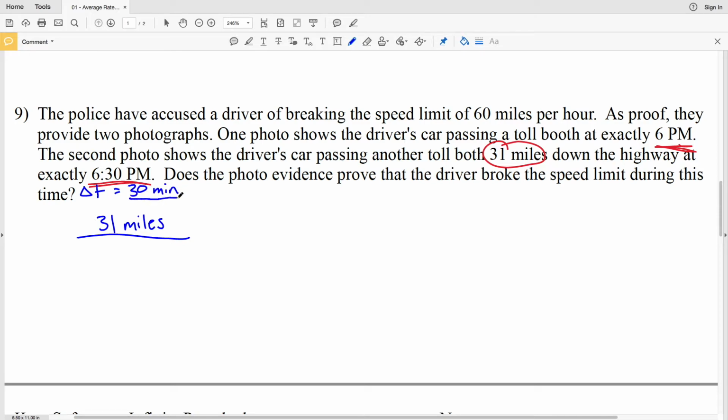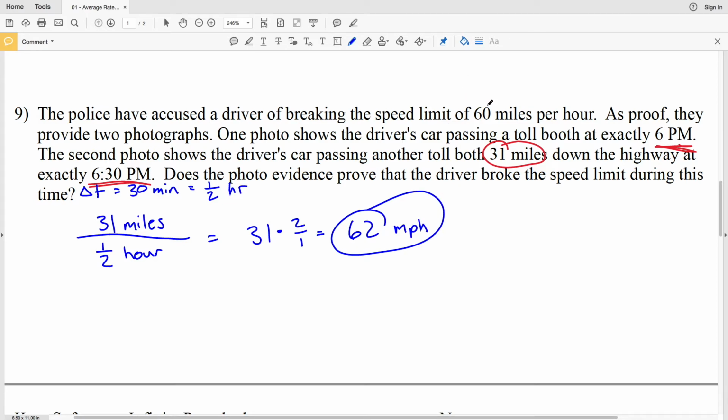However, we don't want this in terms of minutes, we want it in terms of hours, and 30 minutes is equal to 1/2 of an hour. So 31 miles over the course of half an hour, so divided by half an hour, is the average rate of change within that time period. So we'll have 31 miles divided by 1/2 hours, which 31 divided by 1/2 we can write as 31 times 2 over 1, which will be 62 miles per hour. And 62 miles per hour is greater than 60 miles per hour.